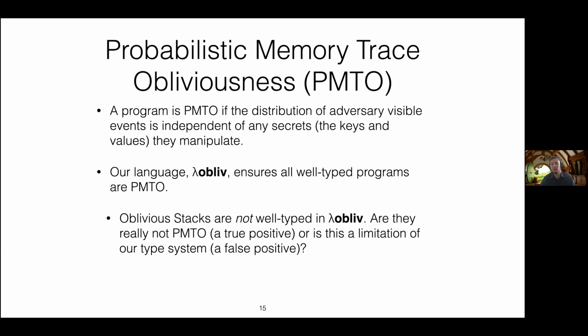Now, this could be due to two possibilities. The first one is that oblivious stacks really aren't PMTO, in which case our type system is doing its job by rejecting the program. Or this could be a limitation of our type system, and it's rejecting oblivious stacks even though they do satisfy probabilistic memory trace obliviousness. And as I've already alluded to, the answer is that this is actually a true positive. Oblivious stacks are not probabilistically memory trace oblivious. This was a surprise to us, and in the next part of the talk, I'm going to tell you why.